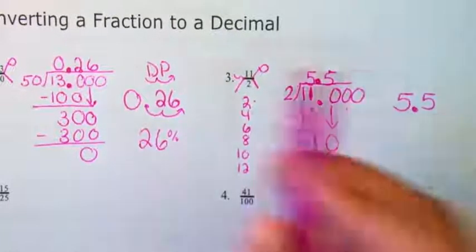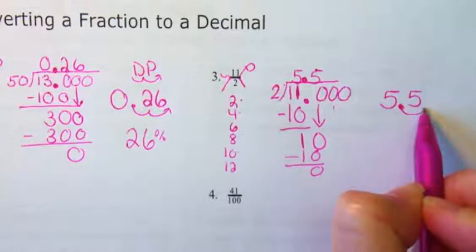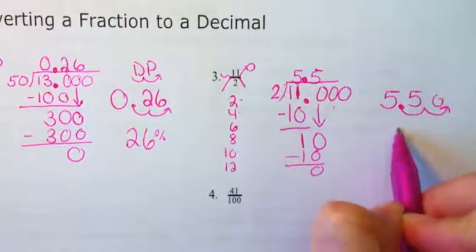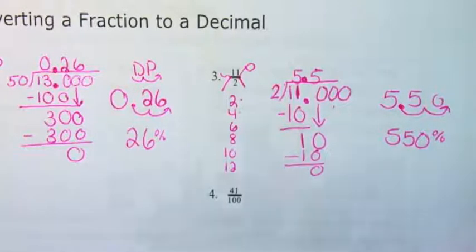You can leave it as a decimal, that's what our directions say, but just an FYI, if we wanted to turn this to a percent, we would move this 2 times. So this would actually be a huge percent of 550 percent.